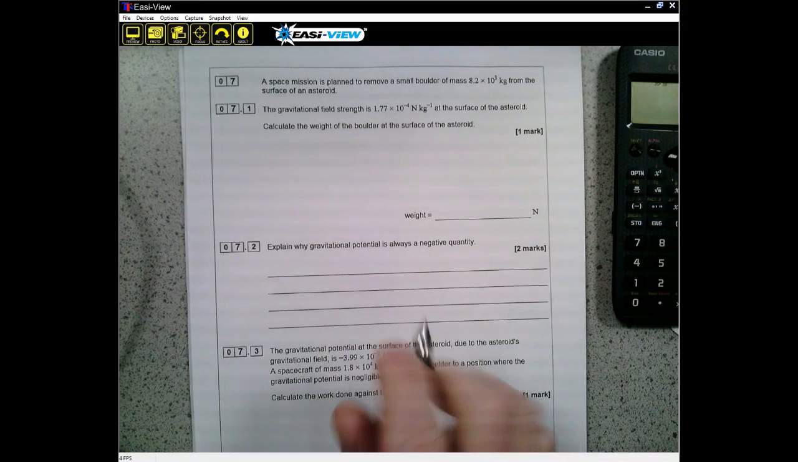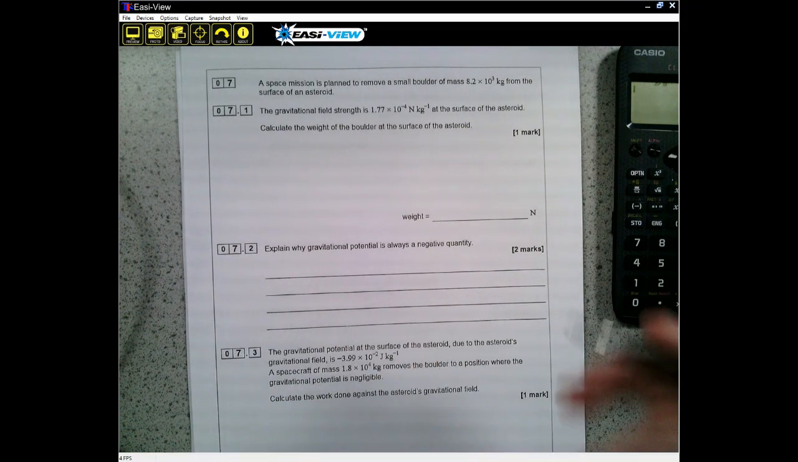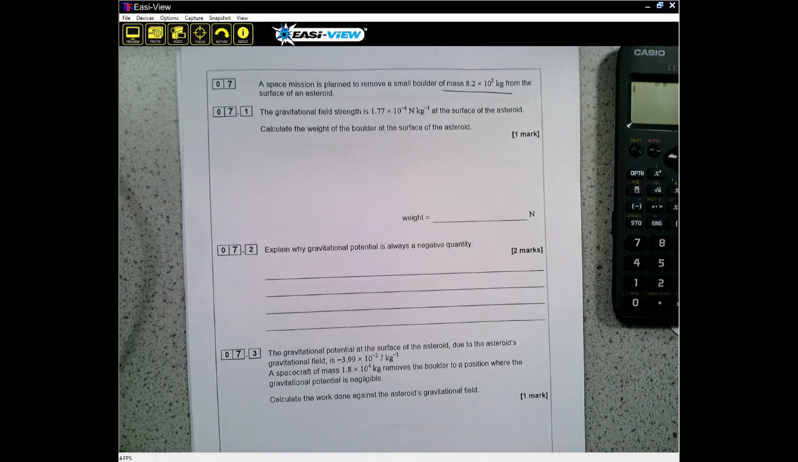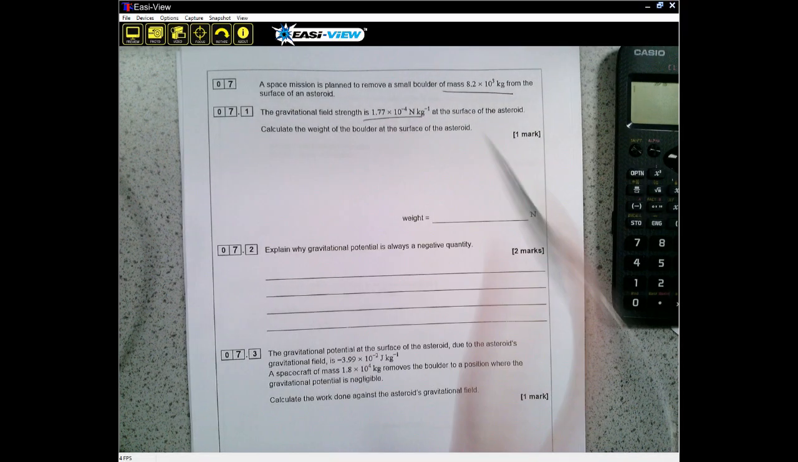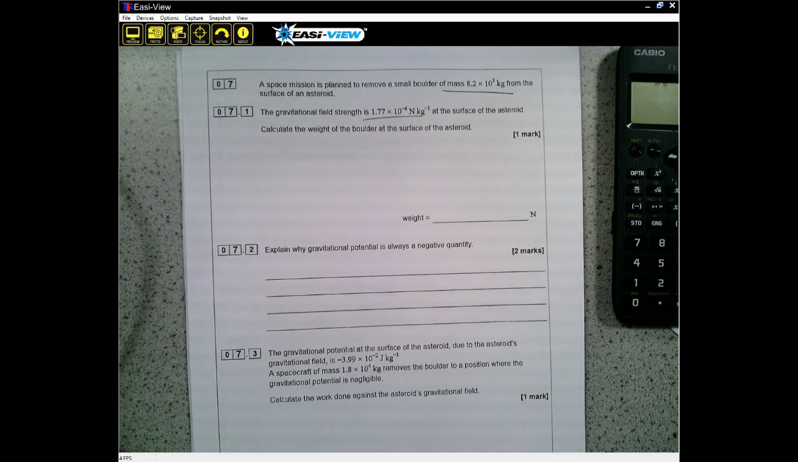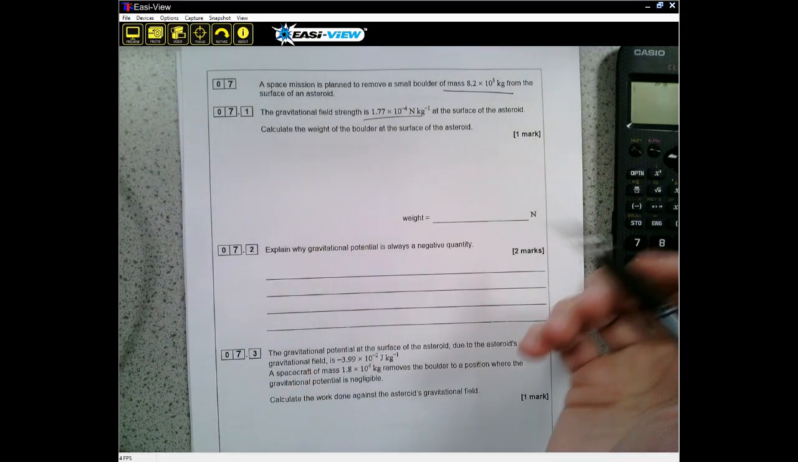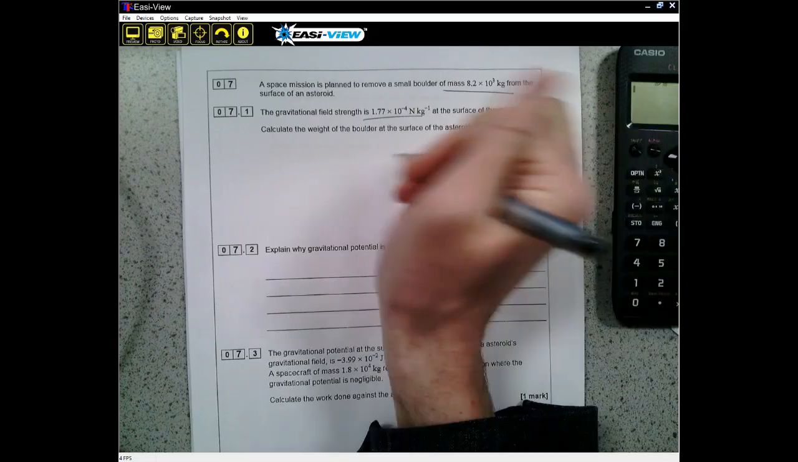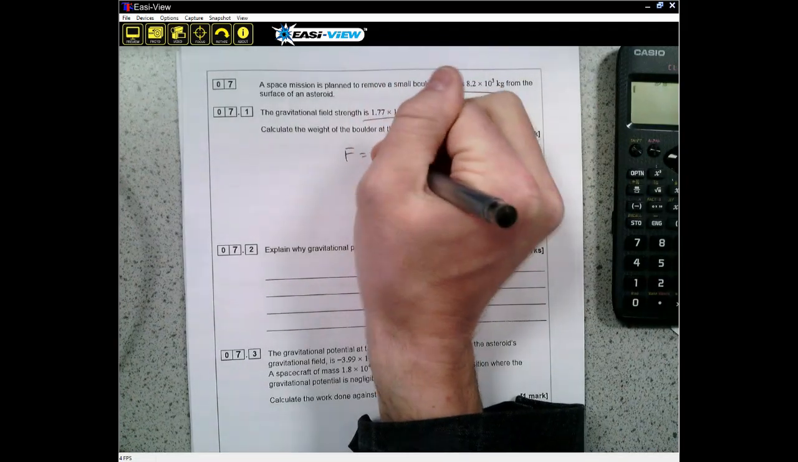Right, so this question: a space mission planned to remove a small boulder, mass 8.2 times 10 to the 3 kilograms, from the surface of an asteroid, and we're told the gravitational field strength of the asteroid at its surface, and we're asked to calculate the weight. So this is just a GCSE question, really, where force is m times g.